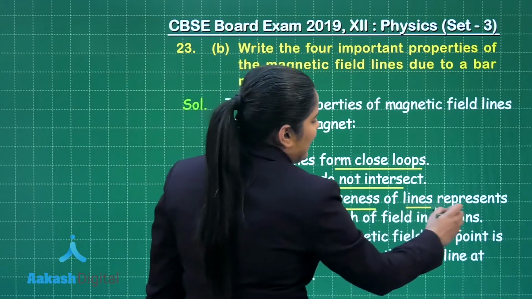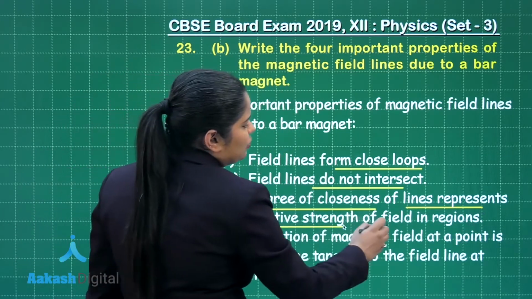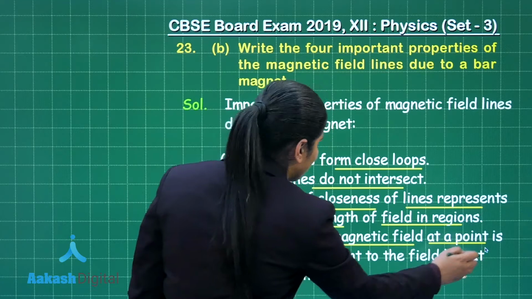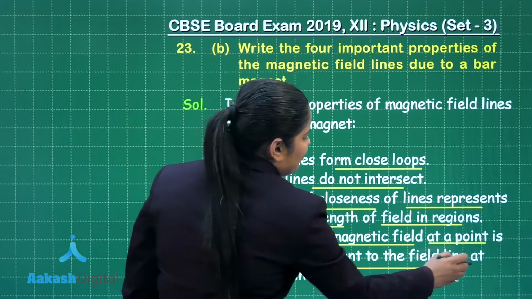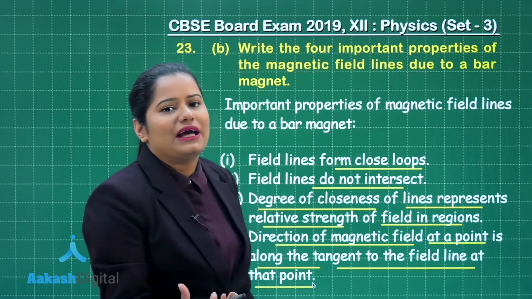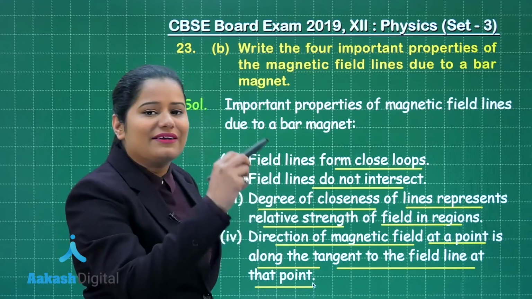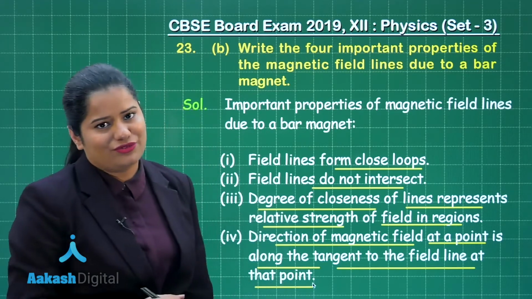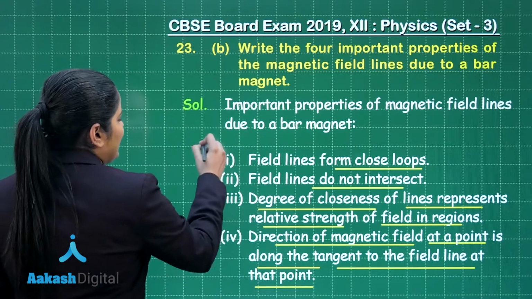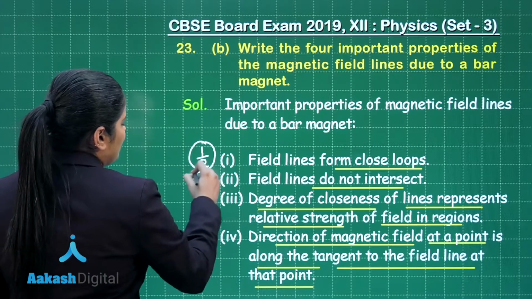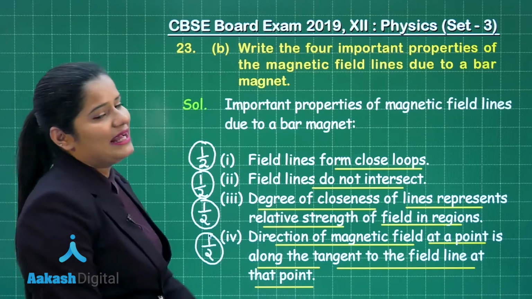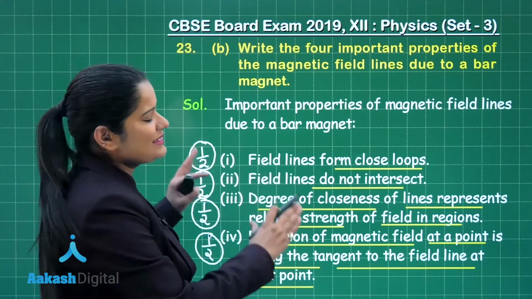The degree of closeness of the lines represents the relative strength of the field in the regions, and the direction of the magnetic field at a point is along the tangent to the field line at that point. So basically you can get the direction from the magnetic field line by drawing the tangent at the point where you need to find the direction of the magnetic field. So these were the 4 points, and you will be getting half a mark for each point, and this is how you will get the complete 2 marks for this part of the question and 3 out of 3 for this choice of the question.